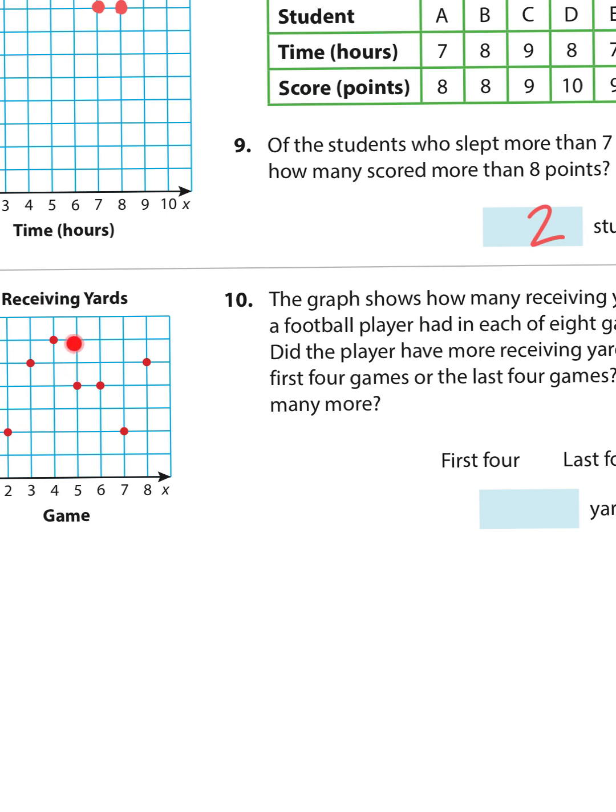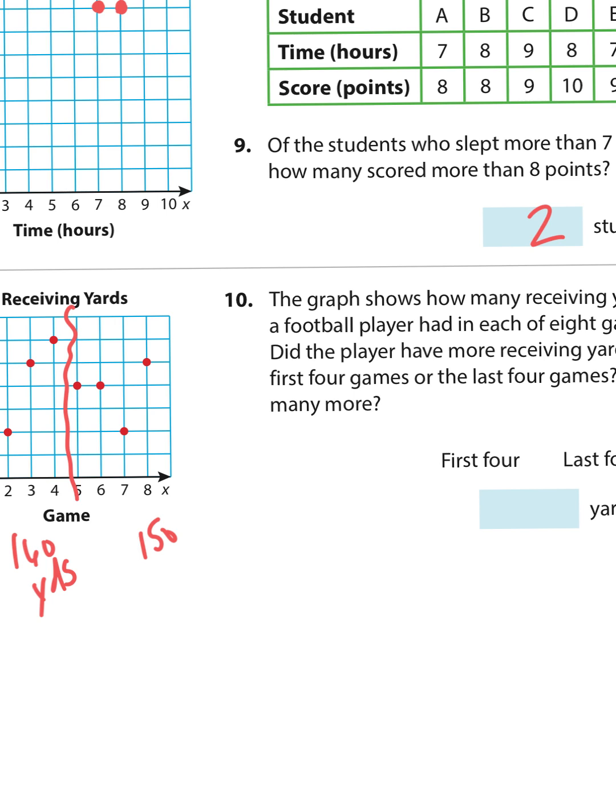Okay. So it says, did the player have more receiving yards in the first 4 games? Here's all their yards. 20 plus 30 is how much? 50. Plus another 50? 100. Plus 60. 160. Okay, so in the first 4 games, they had 160 yards. Good job. In the last 4, we had 40 plus 40, which is 80, plus 20, which is 100, plus 50, 150.